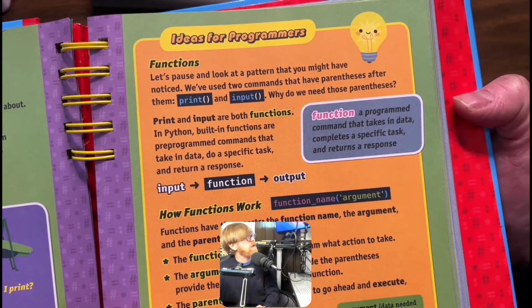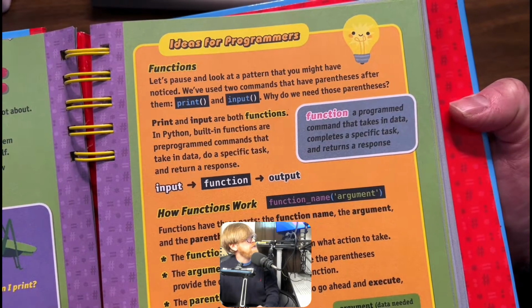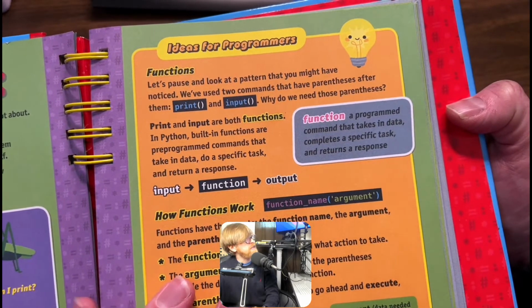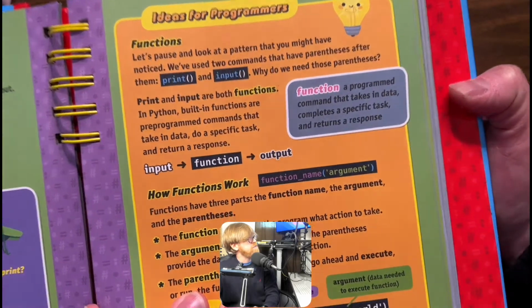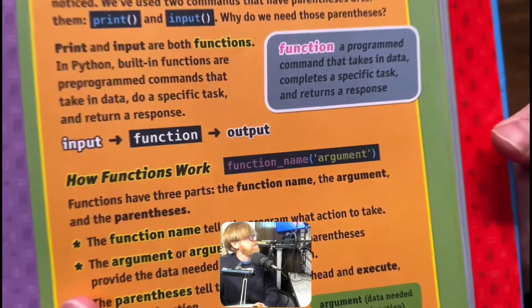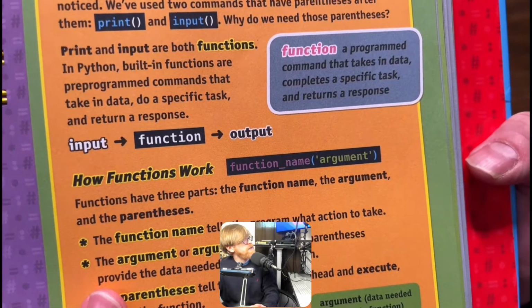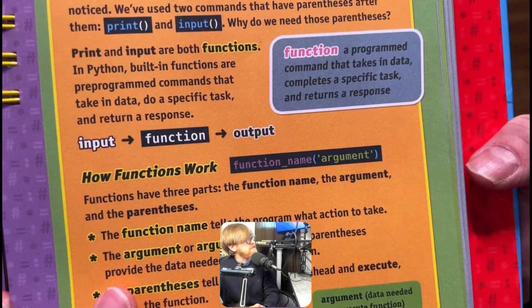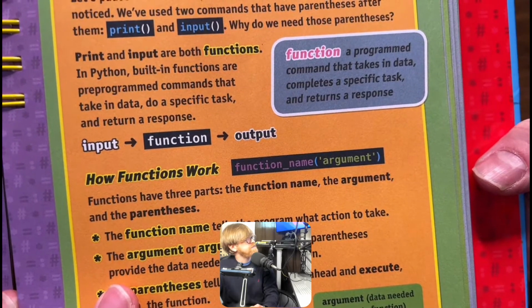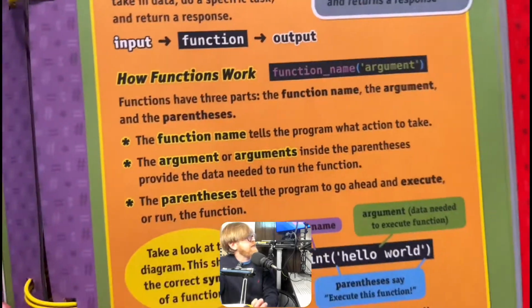It says, let's pause and look at a pattern that you might have noticed. We've used two commands that have parentheses after them, print and input. Why do we need those parentheses? Print and input are both functions. In Python, built-in functions are pre-programmed commands that take in data and do a task for us, and they're going to return a response. It's like a little machine. You put something in and we'll get something out.